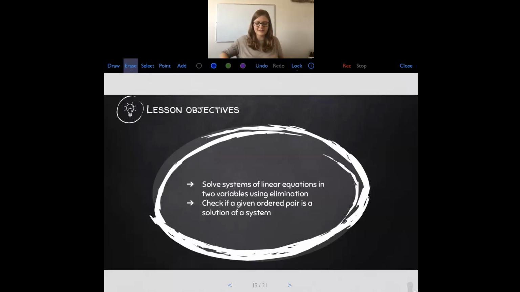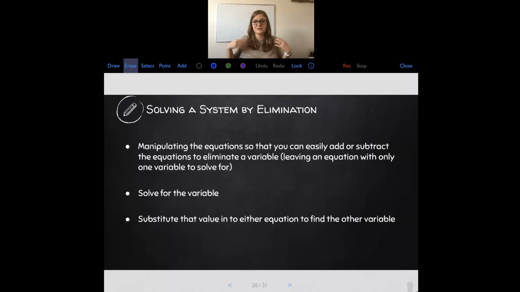Okay, so solving a system by elimination. What we do is we manipulate the equations by multiplication so that we can easily add or subtract the equations to eliminate a variable. And what this does is it leaves us with a linear equation in one variable that we know how to solve. We solve for that variable, and similar to what we did previously with substitution, once we have the value of one variable, we can plug it into one of our given equations to find the value of the other variable. So let's see what this looks like.